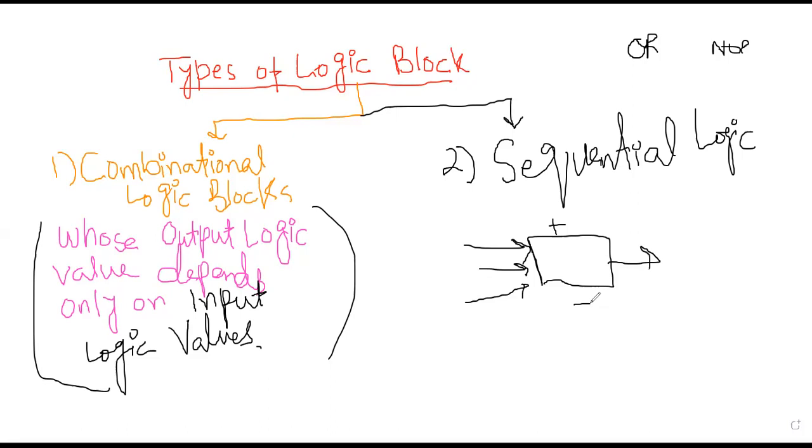As an example, in the case of OR we have positive sequential logic, but when we use the inverse of OR, that is NOR, it will be negative sequential logic. Is it clear? Yes, clear.